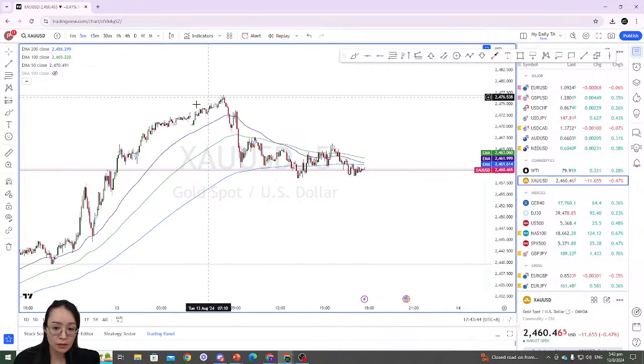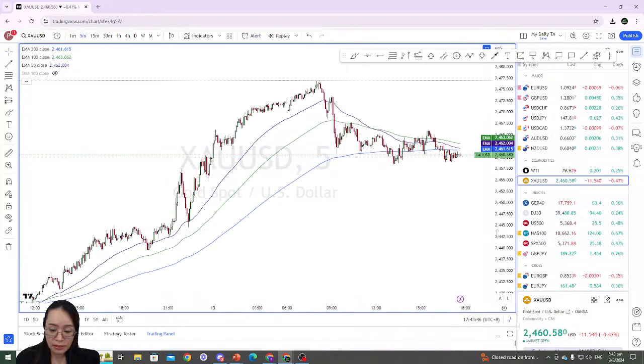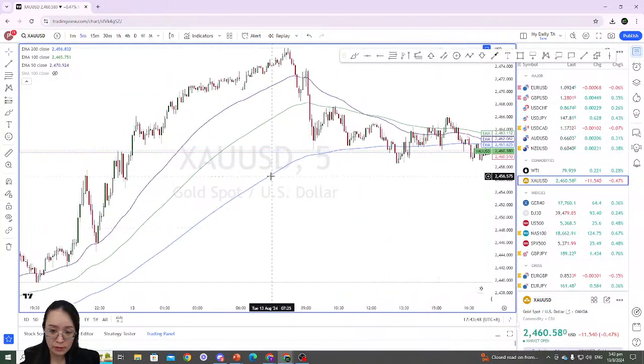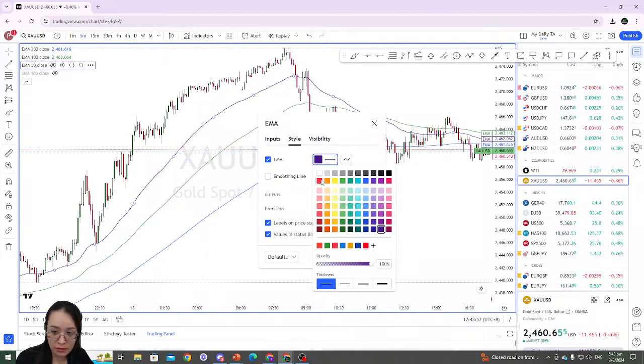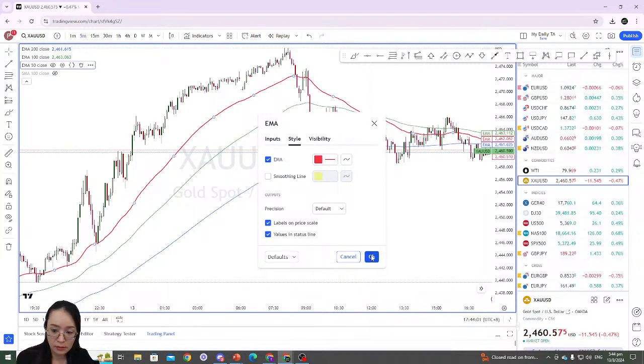Okay, how does it work? Can you guys see the difference of the color? Can you see the color is different? You should, right? Maybe I change this EMA to red so you guys can see, and make it slightly thicker.